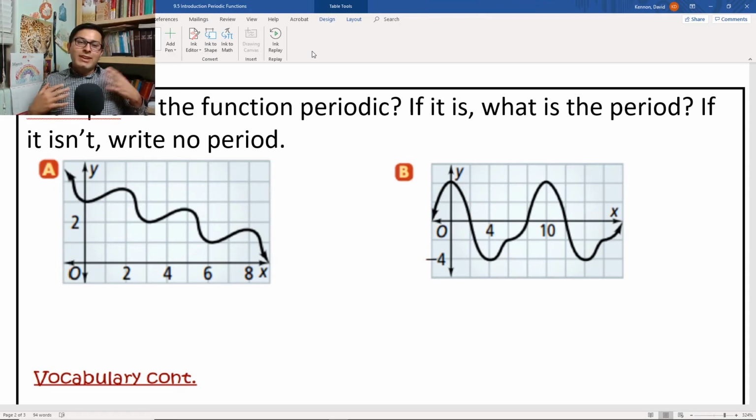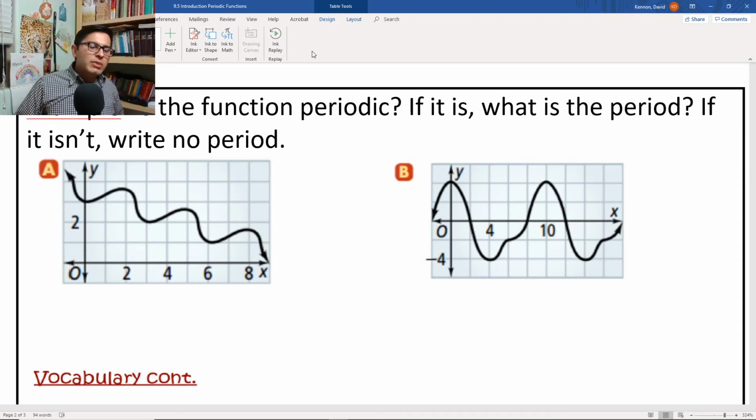Alright, so here is time to play Is This Function Periodic? It is extremely late and I'm going crazy. A and B are both examples of a potential periodic function, and we need to figure out if they are.